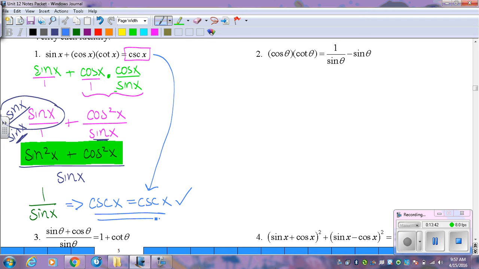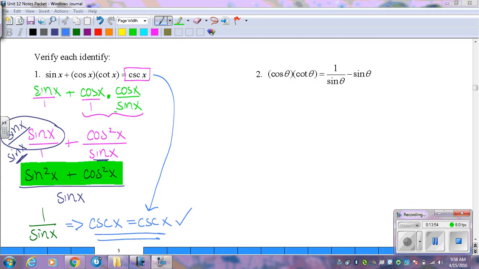That's your goal right there, folks. Simplify one side of the equation so that it looks like the other in the end. Okay, so it's just a process of simplifying, except you know where you have to end up at the end. All right, that's all I'm going to do for the verifying. We'll do some more in class.